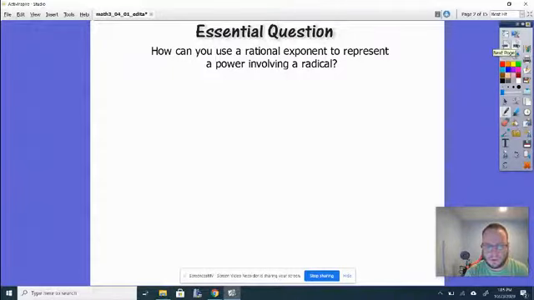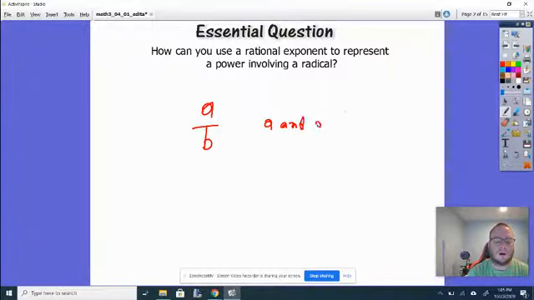Okay, so we're going to be looking at rational exponents. Rationals, remember, are numbers a over b, where a and b are integers.